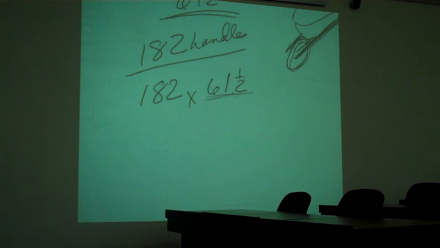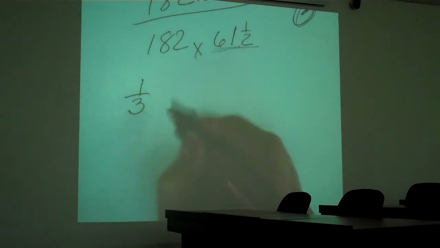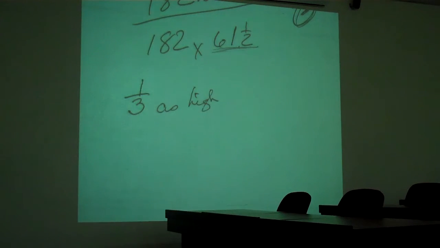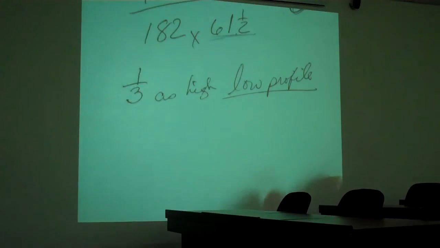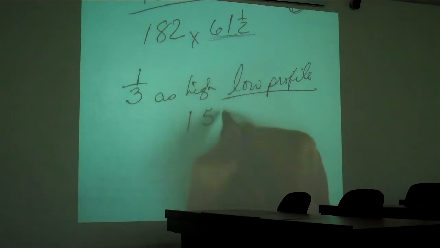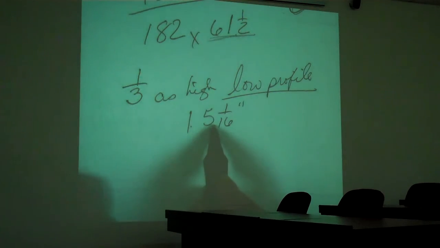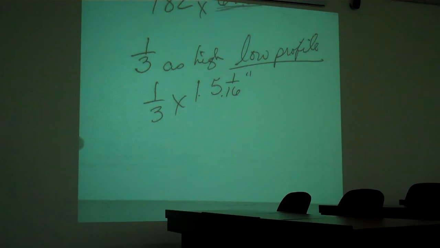On the next page, number 40, it said a race car driver needs to only go 1/3 as high as the low profile jack. The low profile jack, you have to look to see how high it goes. It says the low profile jack goes 15 1/16 of an inch. So if you only need 1/3 of that height, you do 1/3 times that height. That'll give you how high it needs to go.